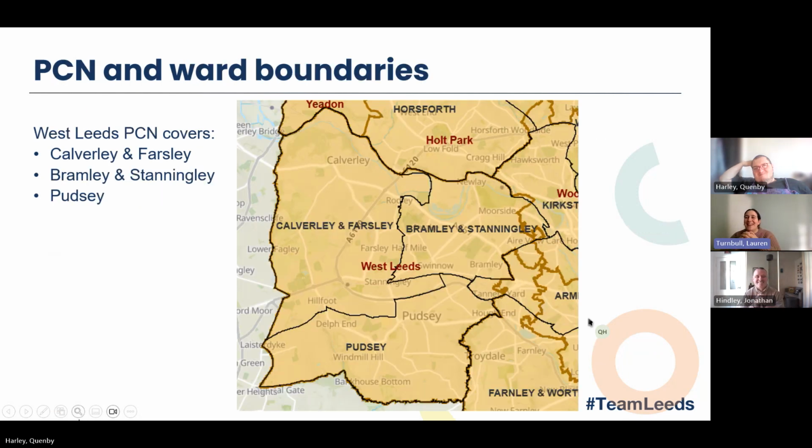If we have a look at how the wards fit into that, you can see that we've got 3 wards that fit within the West Leeds PCN. So we've got Carverley and Farsley, Bramley and Stanningley, and Pudsey. The wards themselves are different sizes and have different populations living within them. It's also important to note that they don't perfectly line up with the PCN boundary, so it makes things a little bit complicated, but we've tried to focus on the wards that fall most within each PCN.